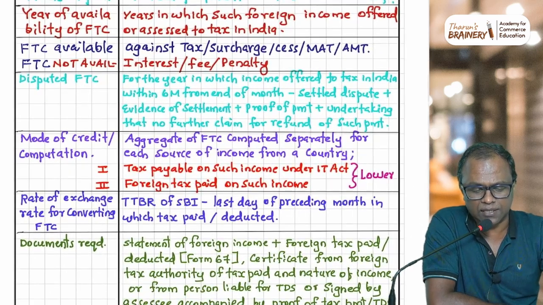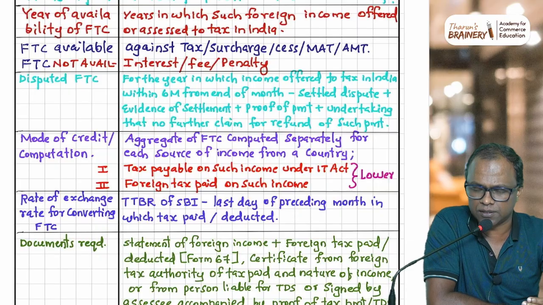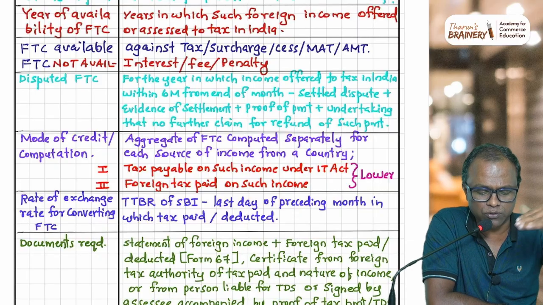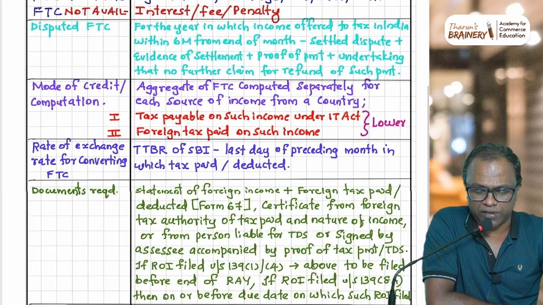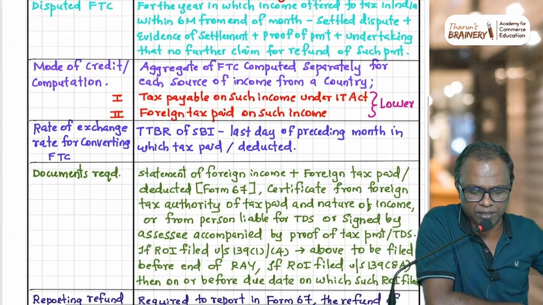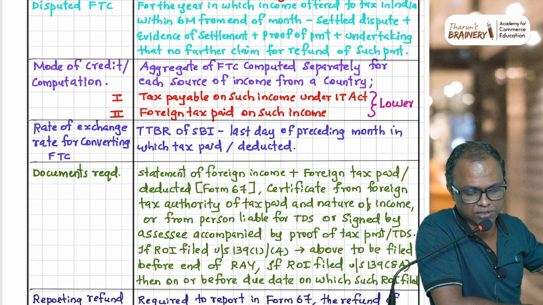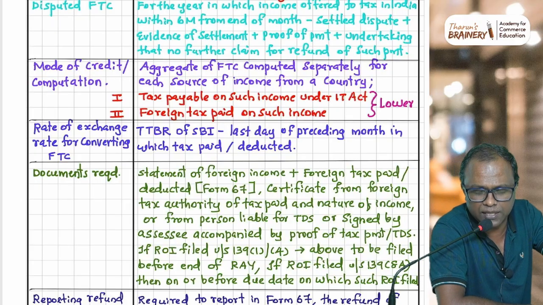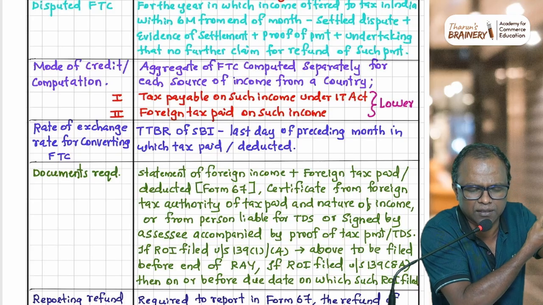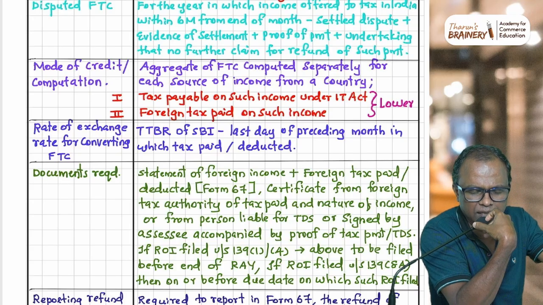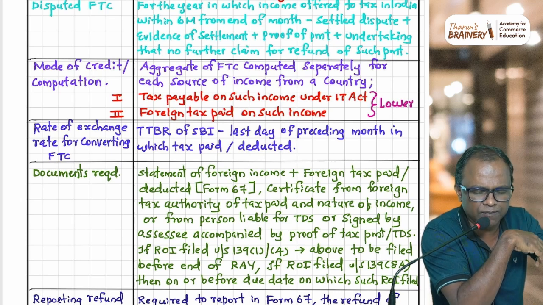If there is a foreign tax under dispute, you cannot claim now. Only after the dispute is settled and you provide the proof of that settlement can you take credit. Up to that time, you have to defer. And the mode of credit: this is the main area we have to keep in mind in problems. The aggregate of foreign tax credit is computed separately for each source of income from a country. So country-wise we have to compute. If you have three different foreign tax credits and all three are taxed in India, then credit should be computed separately: country 1 credit, country 2, country 3.